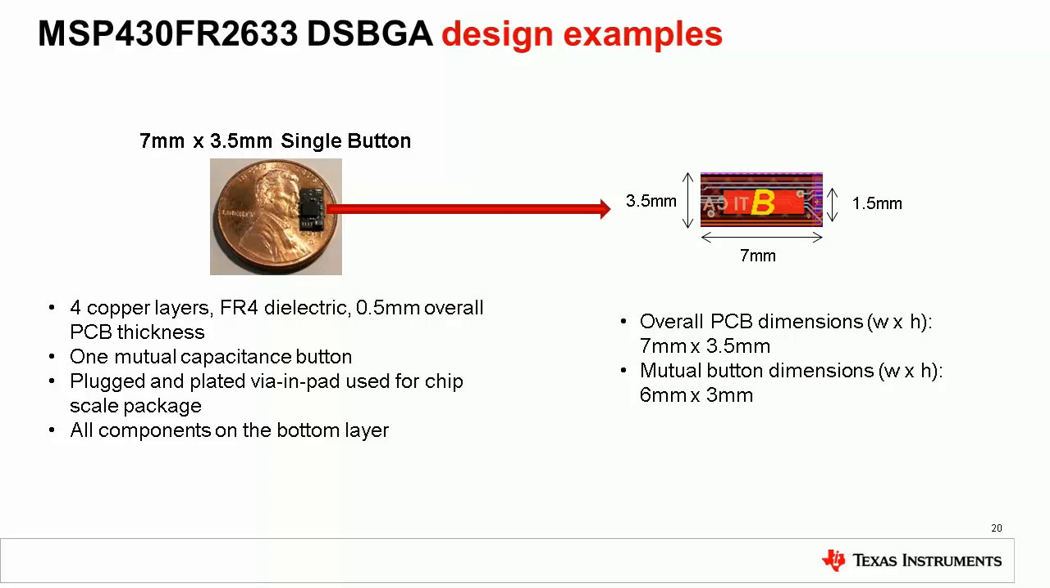So this is showing a single mutual capacitance button implemented on a 7 millimeters by 3.5 millimeters 4-layer PCB of 0.5 mm thickness. You can actually show the bottom side as well, and it's as compared to a penny. You can imagine the actual size of it. The transmit and the receive lines are routed on separate PCB layers to improve touch detection sensitivity. That's one of the guidelines for mutual capacitance.